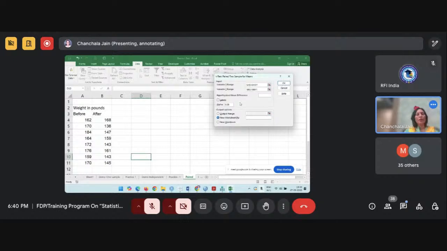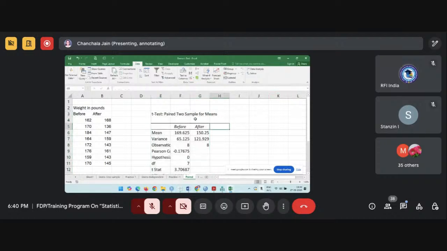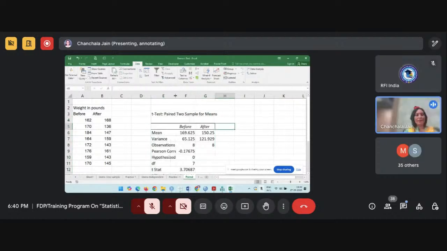Coming to the labels, I select from A3. Since I selected my data including the labels, I check the Labels box. The alpha value by default is 5%. I'm generating the output in the same sheet here. Is it fine? Shall I go? Press OK. Okay, so I think we have generated the output now.